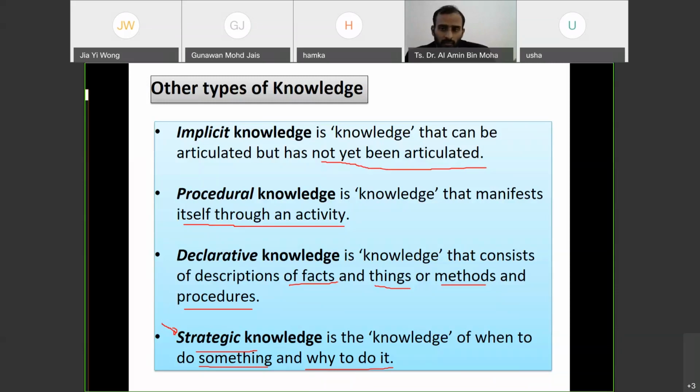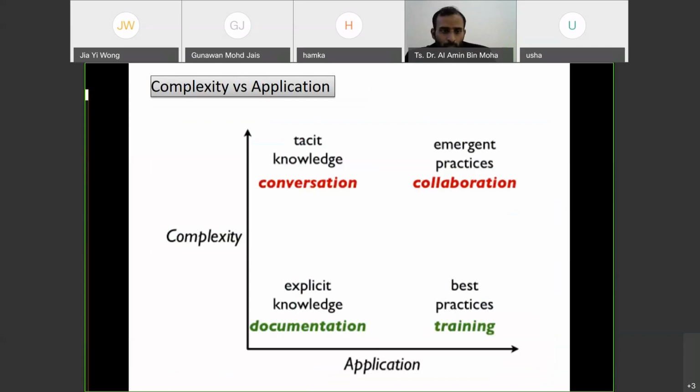So these are other types of knowledge, and I believe we have more types if you dig for more information. But for the sake of this subject, we are covering these first. Next, I'm going to share about the complexity of knowledge and its application.